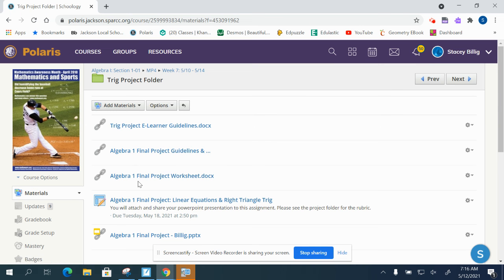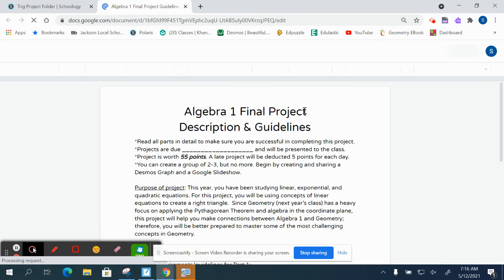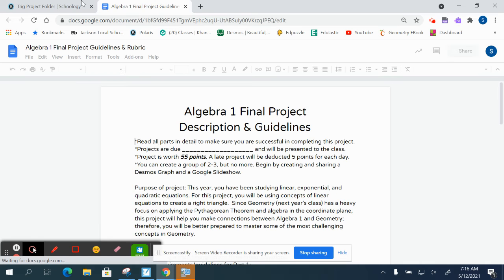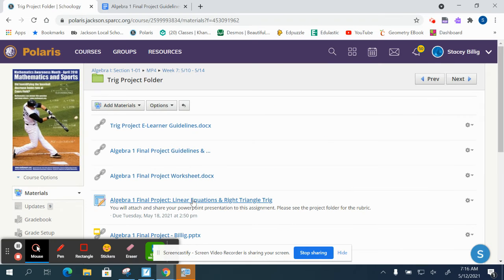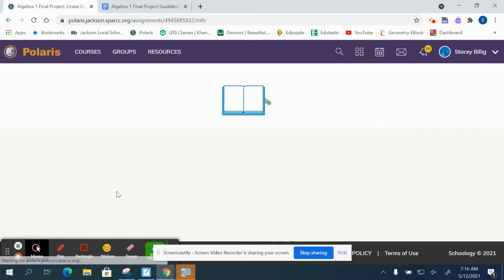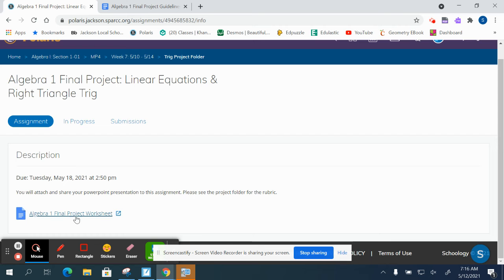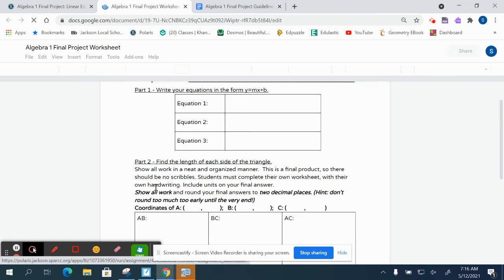So we're going to start off by looking at the final project guidelines. All right, so when you're doing your project, I'll also click on this here, the assignment that you need to turn in. So what you turn in is number 1, this final project worksheet filled out. So you'll need to type, maybe in a different color.